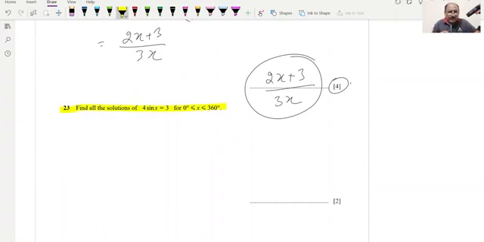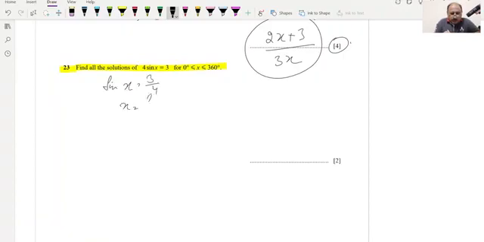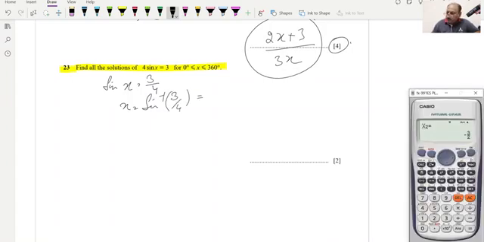4 sine x is equal to 3 for the range from 0 to 360 degrees. So now what we will do, we can draw this one. First of all, before drawing, we will write down this equation. Sine x will be equal to 3 by 4. So x will be equal to sine inverse of 3 by 4, and this will be equal to what? We will find the value.